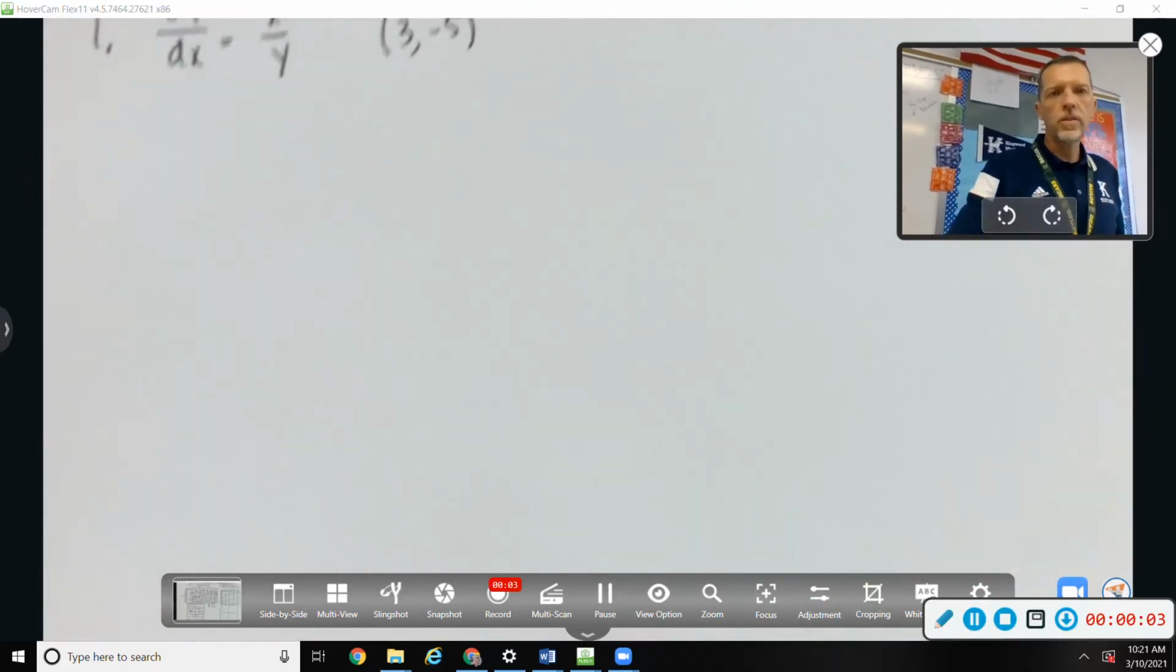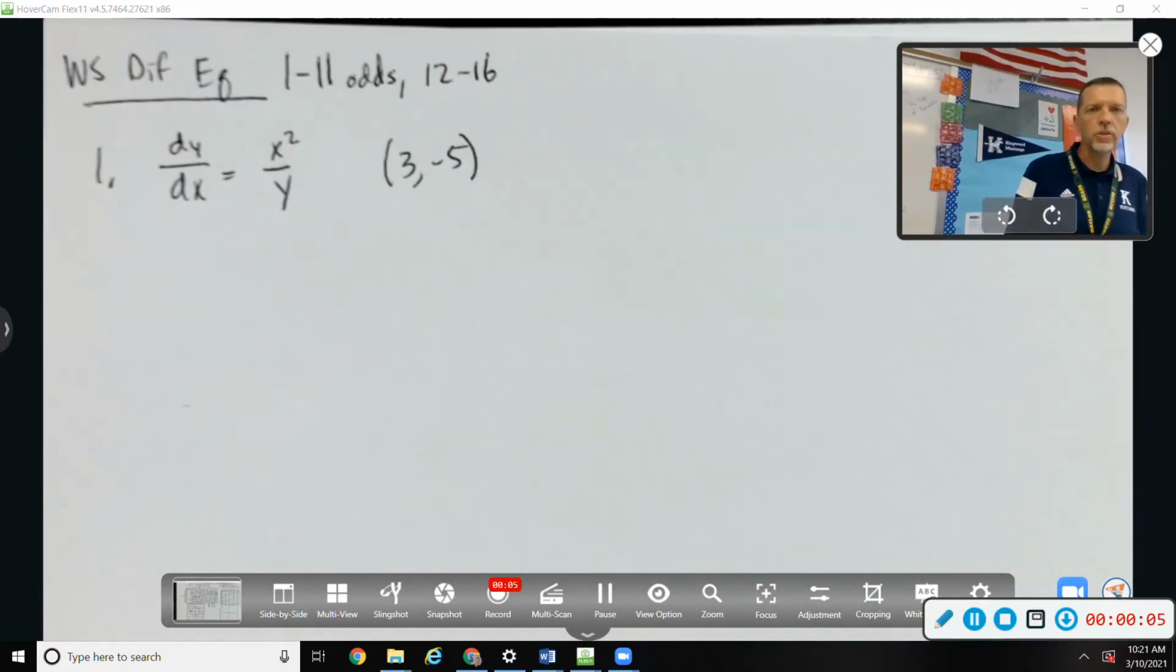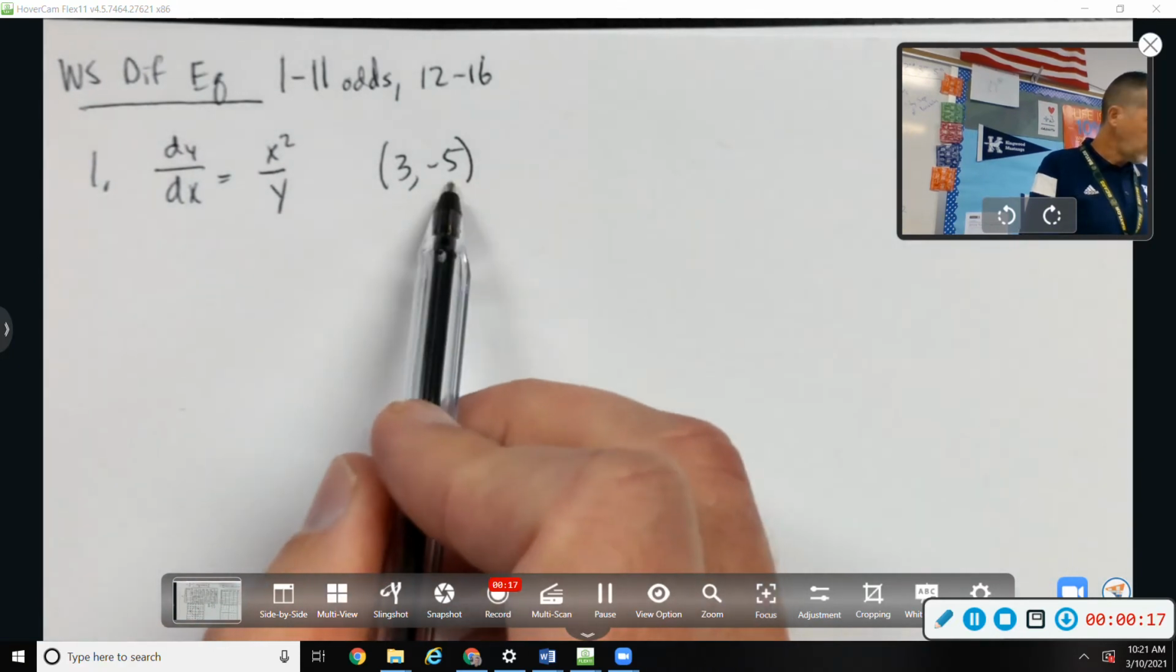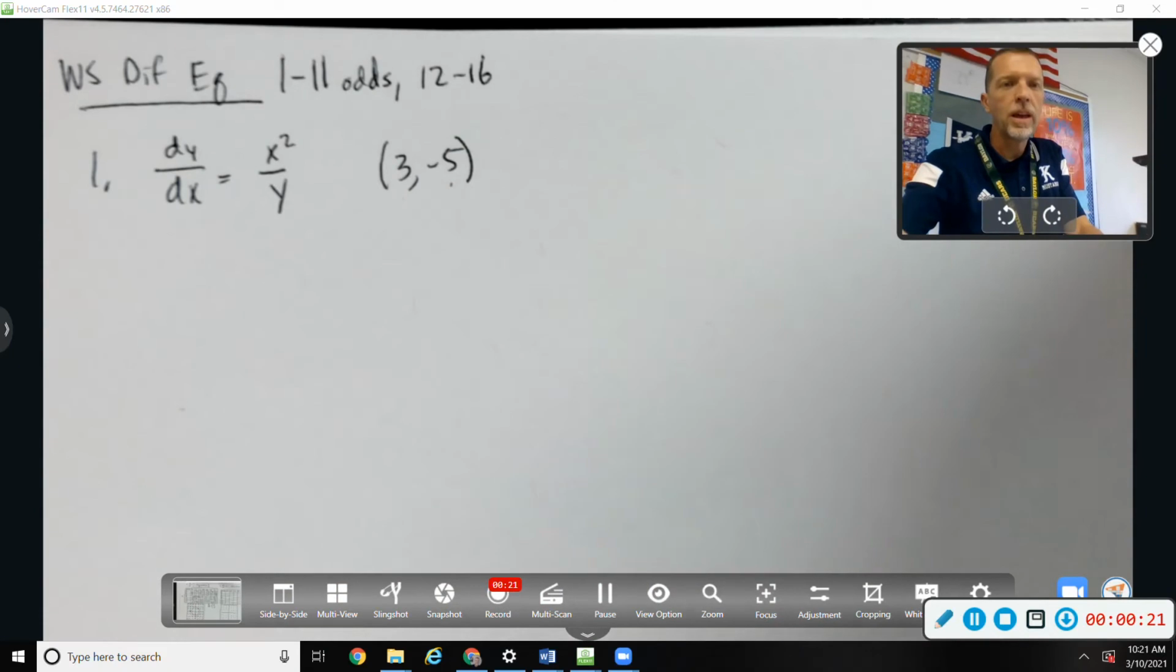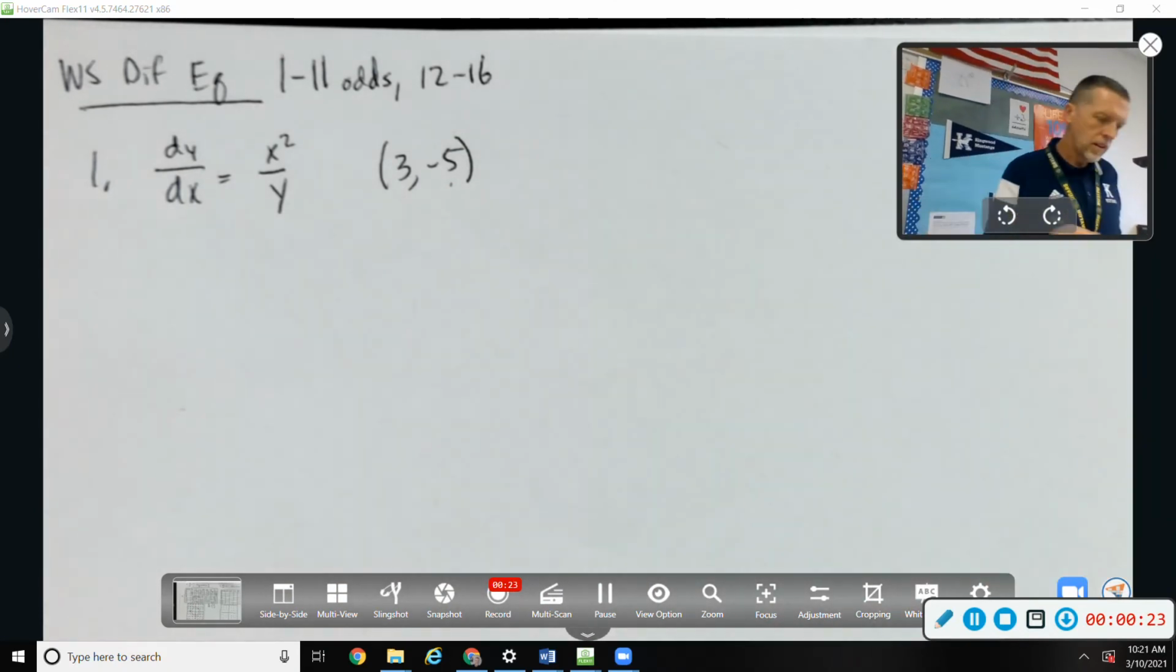Alright, let's look at answers to the worksheet on differential equations. Assign the odds for 1 through 11, and then 12 through 16. So number 1, dy dx equals x squared over y. Y equals negative 5 when x equals 3. I prefer to see it as a point, so I rewrote that as a point.